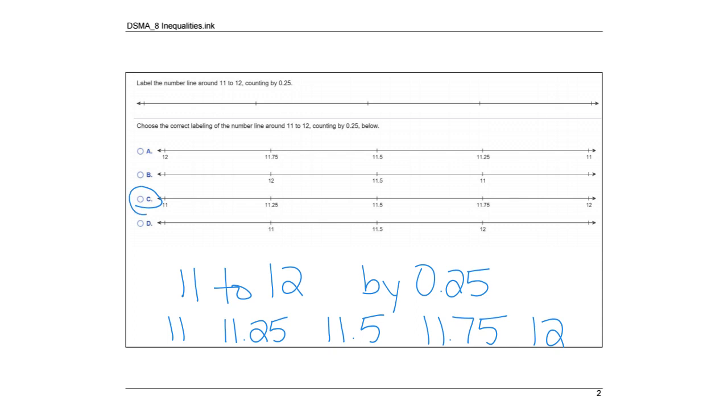The problem with A is this is going backwards. It started with 12 and went down to 11. We do not want that. B is the same way, plus the tick marks were wrong. They were jumping by 0.5. D was in the correct order as far as 11 being first, but notice they jumped by 0.5 for each tick mark. So that's not going to work. Therefore, the answer is C.